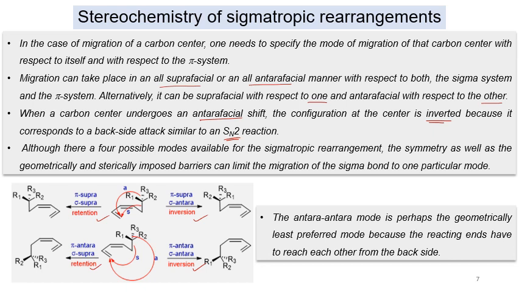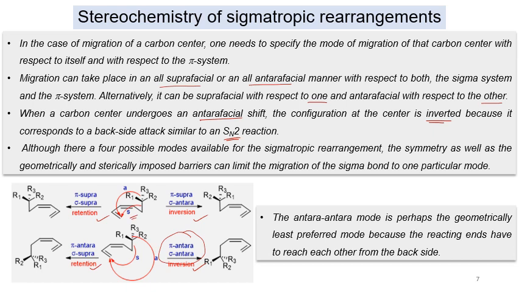Okay, so we will have some symmetry rules, there will be some geometric implications, there will be stereoelectronic factors involved. All these will impose certain barriers on certain pathways and will limit the migration of the sigma bond to one particular mode. Particularly the antara-antara mode that you can see here is one of the least preferred modes because the reacting ends have to reach each other from the backside. So let us first look at the suprafacial migration, this one.